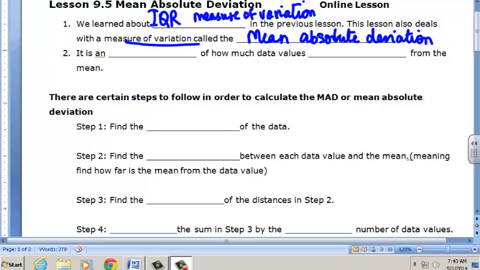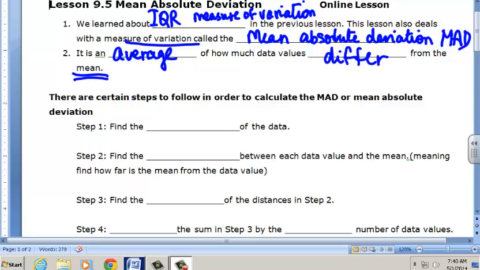Now, the mean absolute deviation is also given as MAD. It is an average of how much the data values differ from the mean. Okay, so that's where you get the mean. So that's the average.